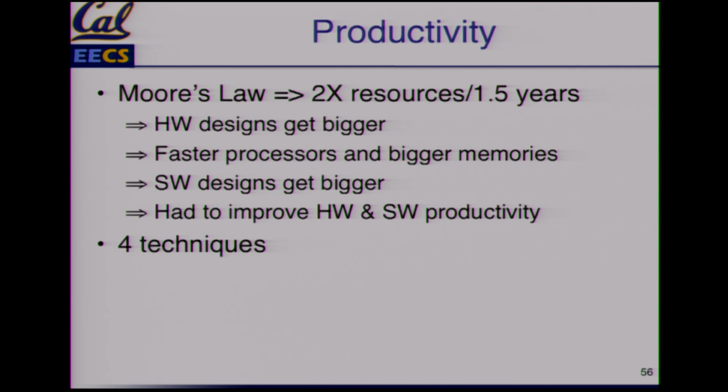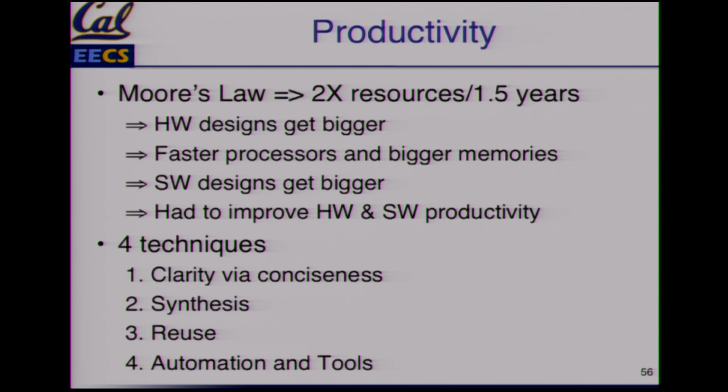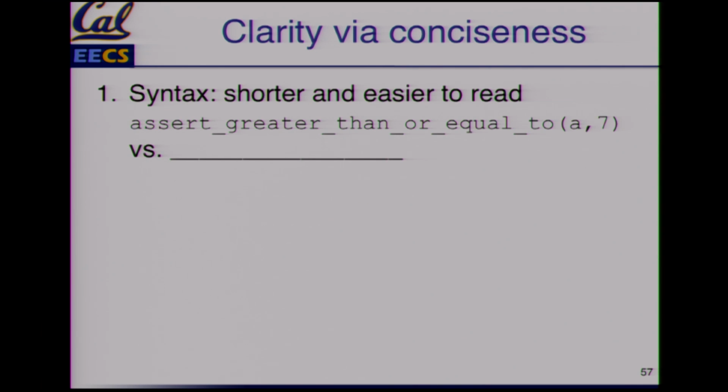So what did we come up with? Armando and I say there are 4 techniques: clarity via conciseness, synthesis, reuse, and automation and tools, and we'll go over that. So this is how we got productivity. Clarity via conciseness is that shorter is easier to read, basically. Although it's syntactic sugar, you hear that thrown out a lot. Who cares about syntax? Well, if the syntax is bad, it's not so good. So this can actually be rewritten in legal Ruby as A.should B >= 7. And that's 1/3 the number of characters and a lot easier to understand. That's a lot fewer characters and a lot easier to read.